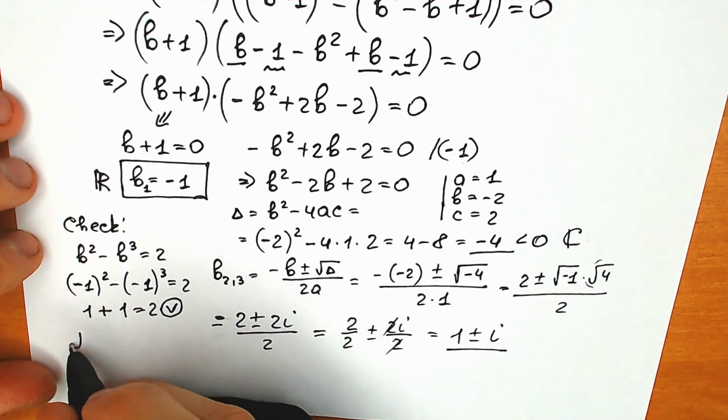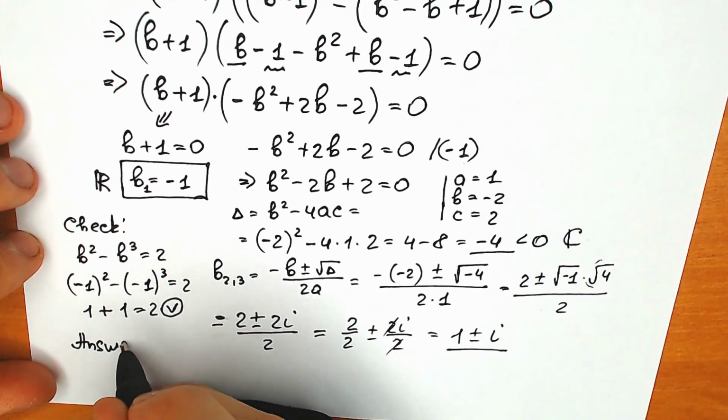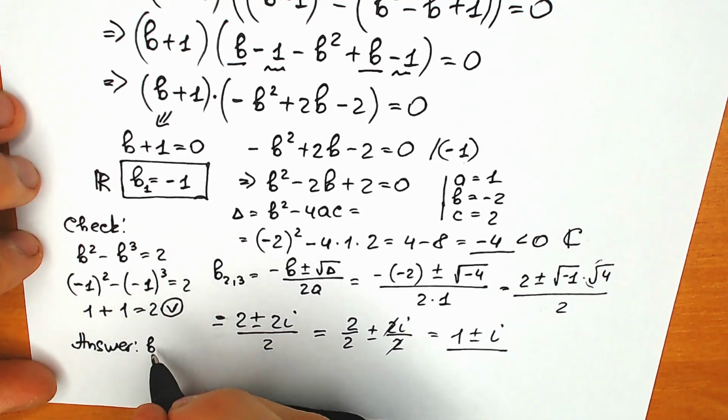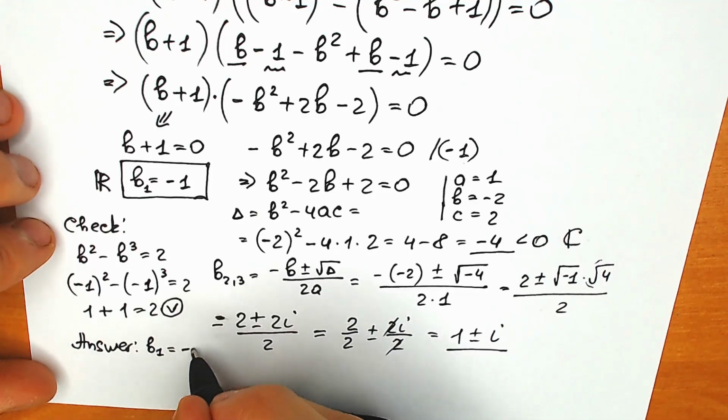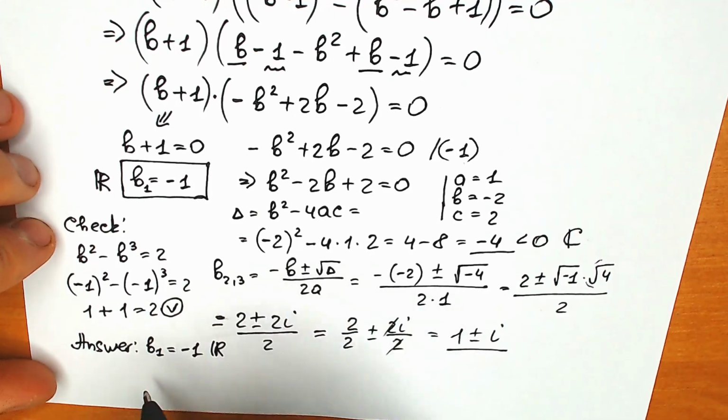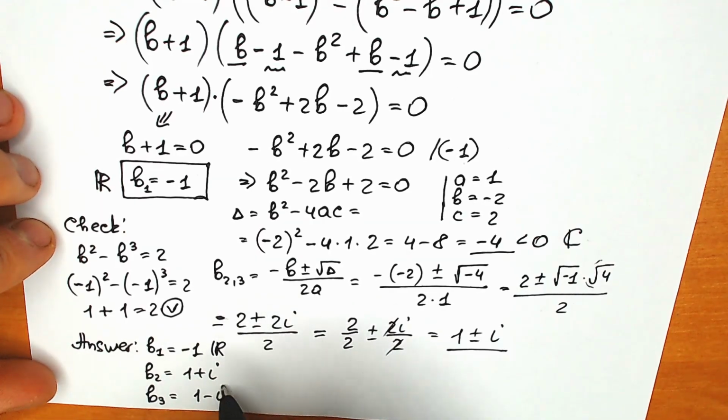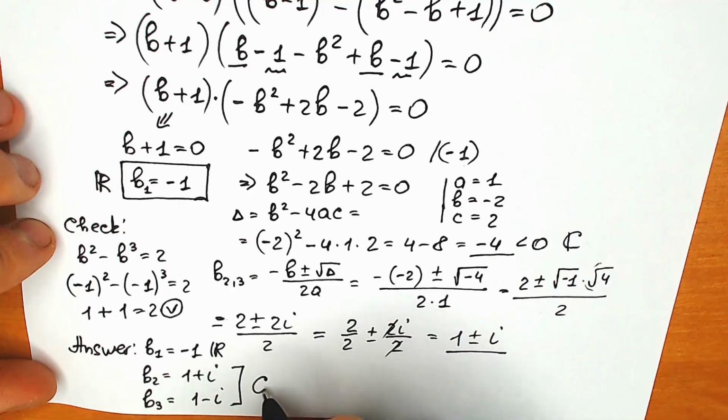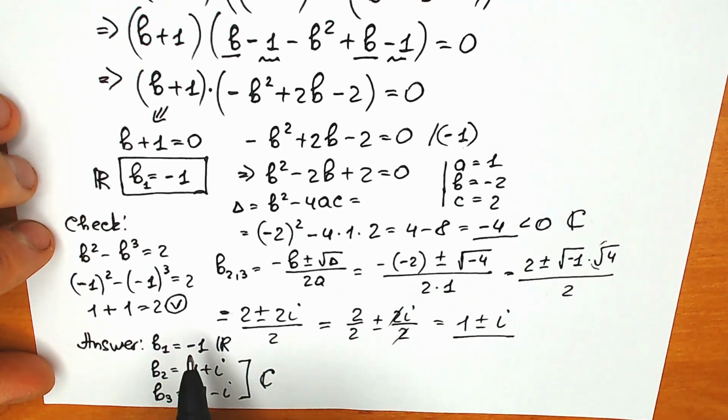So let's write our final answer to this question. So our answer, b first equal to minus 1. This is our real number root, yeah. b second equal to 1 plus i, and b third equal to 1 minus i. These are our two complex roots. This one is a real number root.